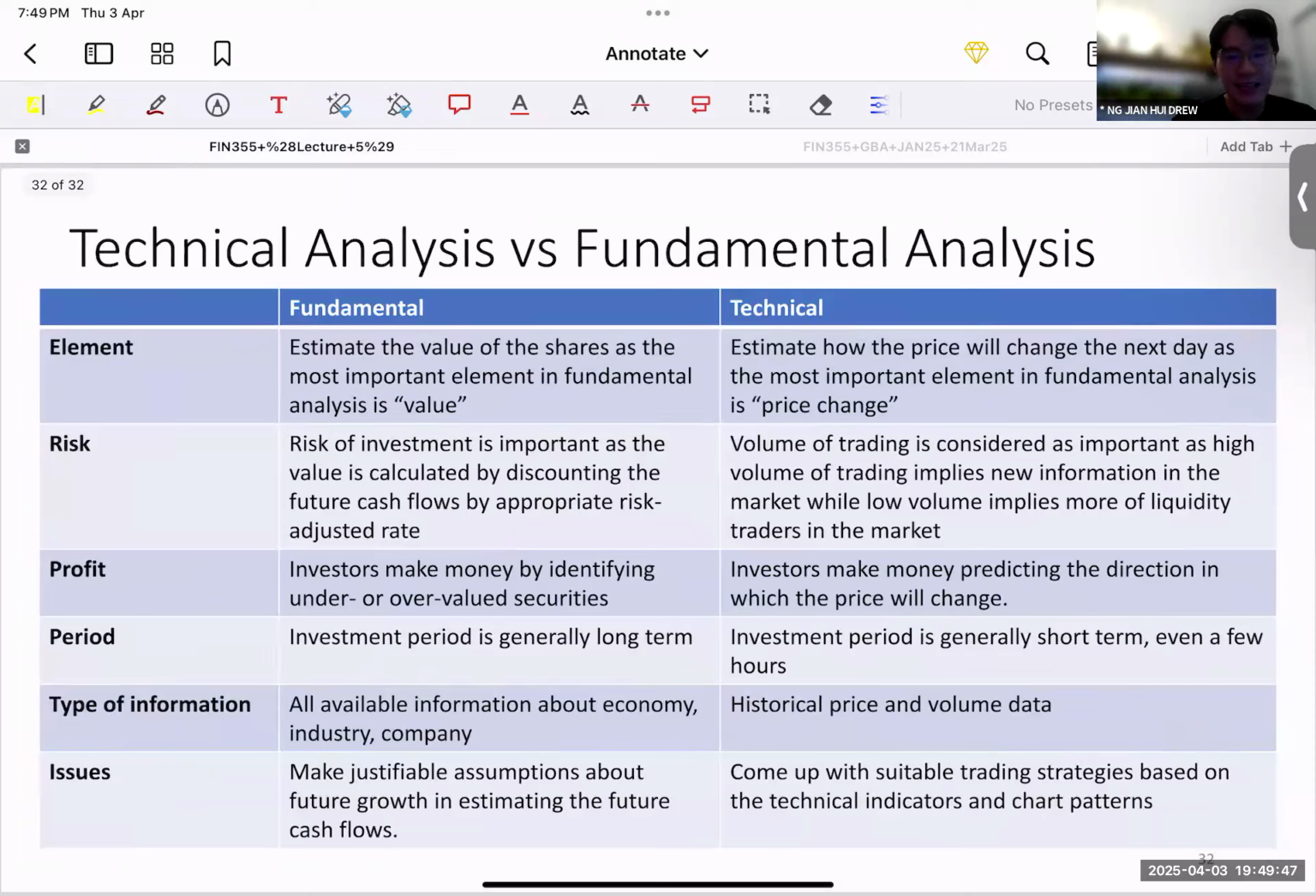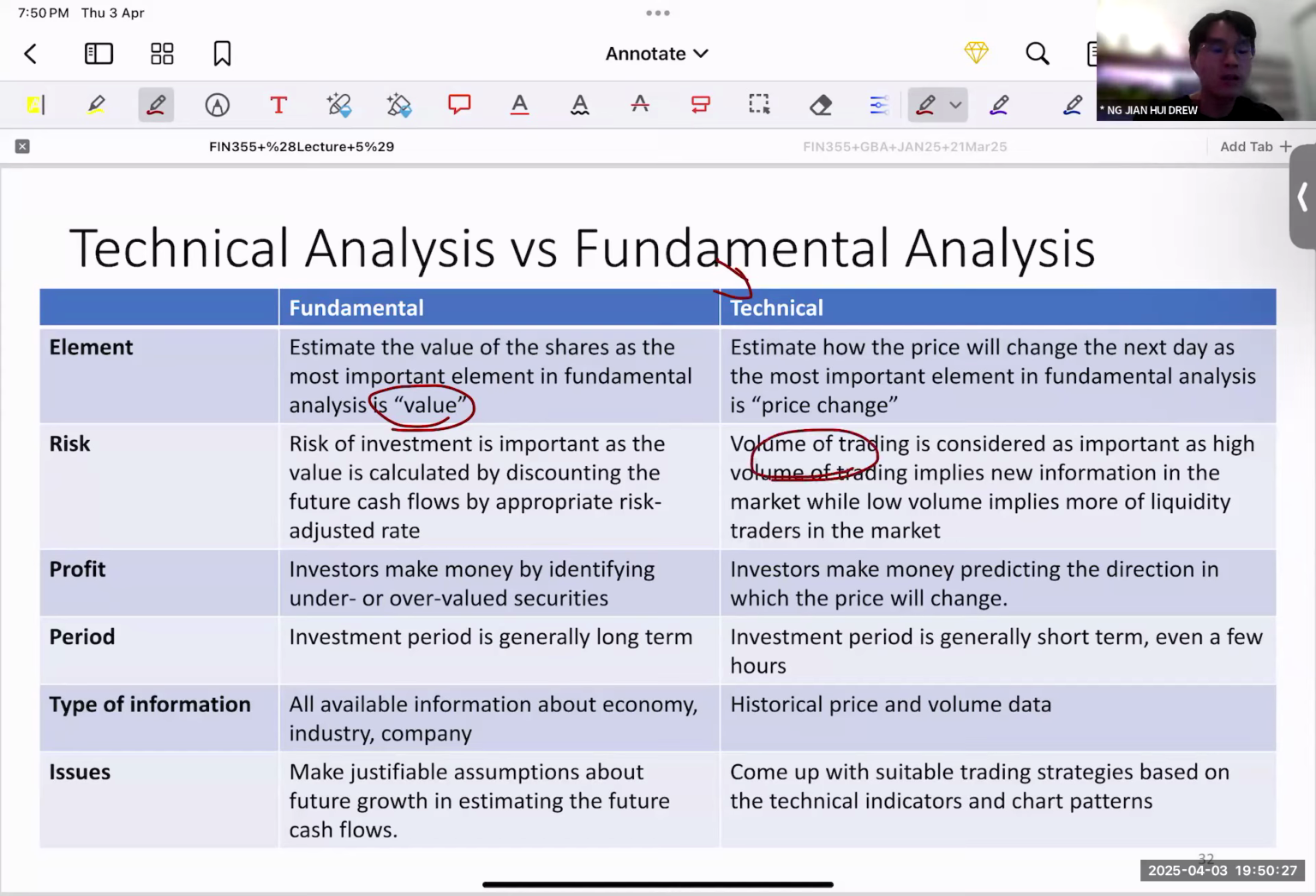Last but not least, like I mentioned, this lecture 5 is quite short. There's just some comparison between fundamental and technical analysis, right? And we want to focus on the technical analysis, given that we already assume you know what fundamental analysis is. In technical analysis, we want to estimate how the price changes the next day, where price change is important. This is very unlike fundamental analysis, where we focus on searching for undervalued stocks and buying them. In technical analysis, we are looking at price changes, trying to predict how the price will change tomorrow.